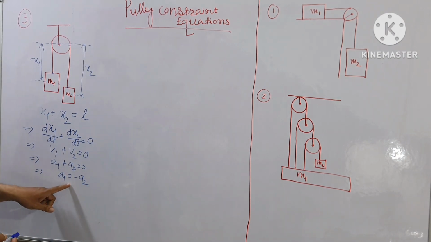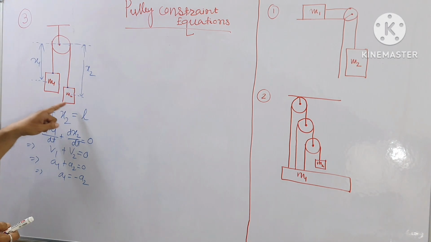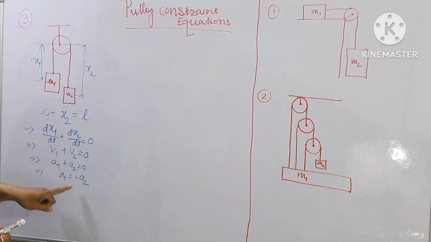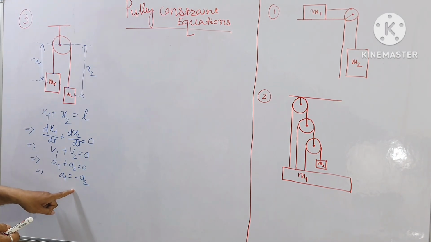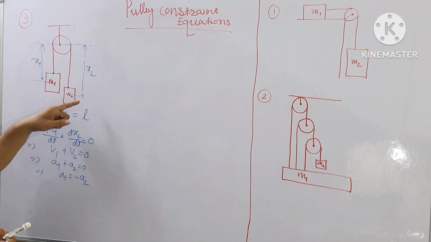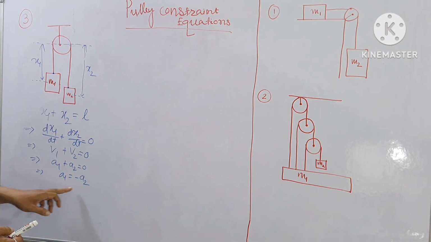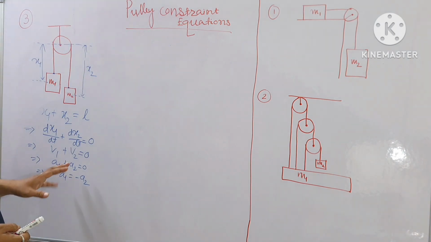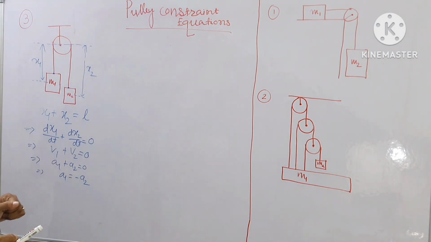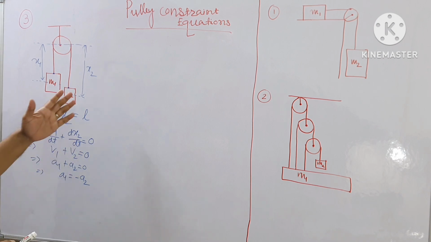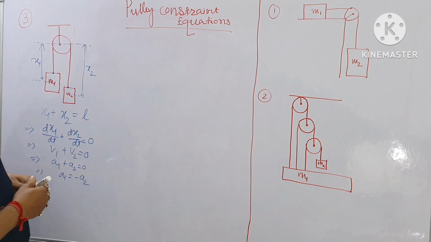This equation means the magnitude of acceleration of both the blocks M1 and M2 is equal, but if one is moving in the upward direction, the other one will be moving in the downward direction. That means the accelerations of the two blocks will be in opposite directions. Students, this is a lengthy way to find the acceleration relation between these two blocks, a1 and a2. We can find this with a very simple approach.